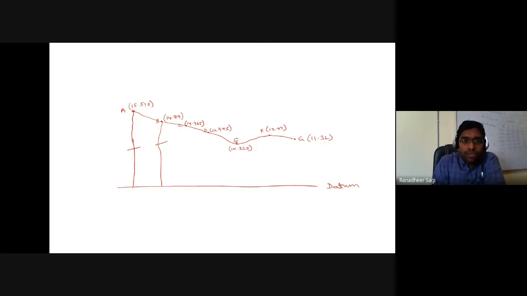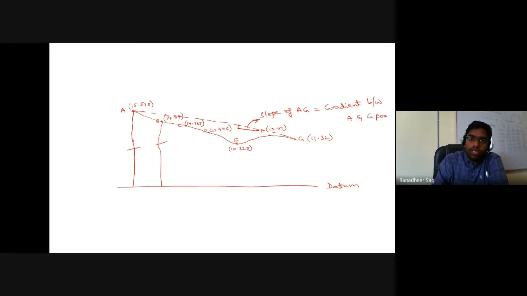If I am required to calculate the gradient between point A and point G, that gradient is simply what I can represent as a line between point A and point G, and the slope of this line. What is meant by gradient? Gradient is nothing but the slope of the line AG. So the slope of AG is equal to the gradient between points A and G.